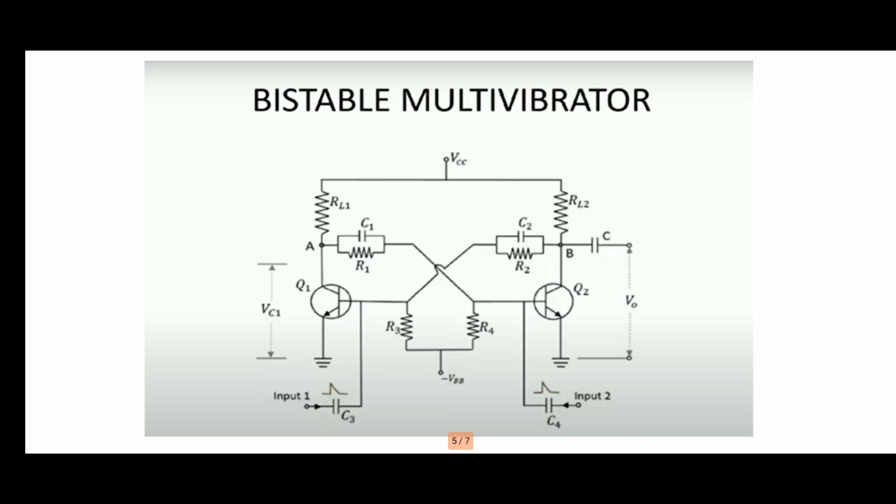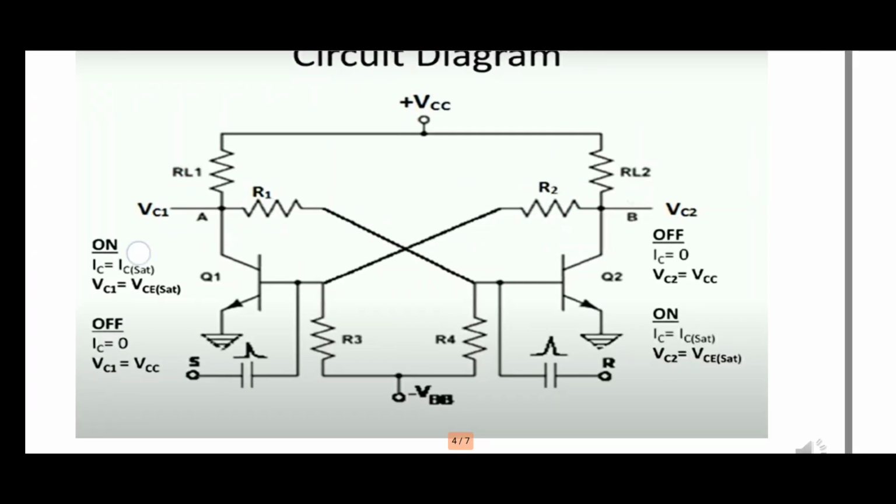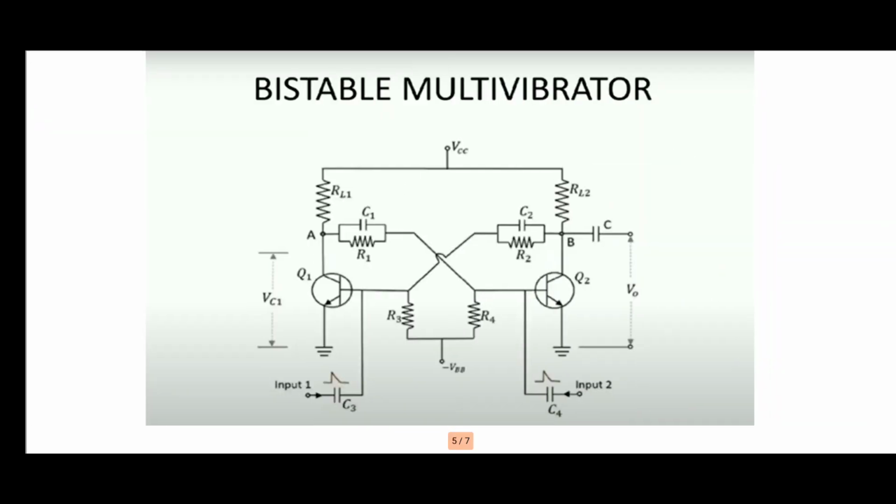And this is the same circuit of the bistable multivibrator. This circuit and the previous circuit will be the same except for a small change. The change is that a capacitor is connected in parallel with R2 and R1. So two capacitors are connected. The two capacitors are called speed up capacitors of the bistable multivibrator.